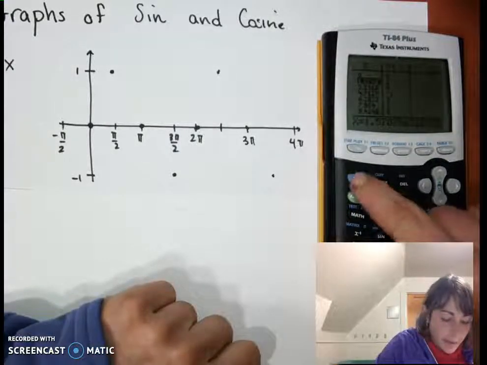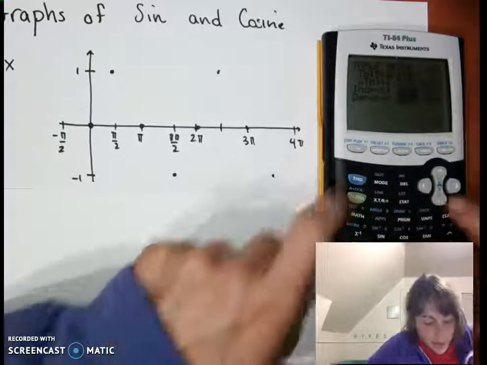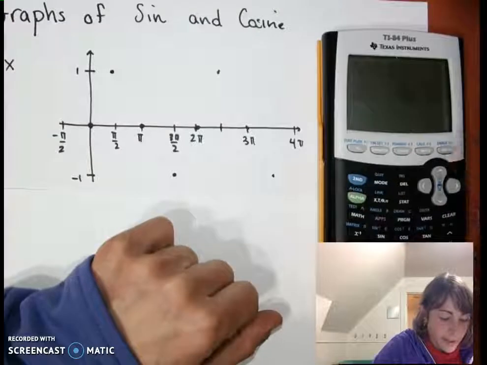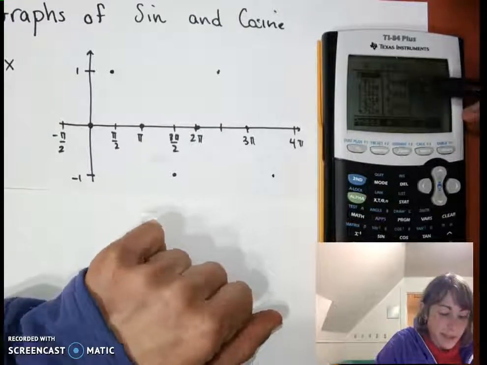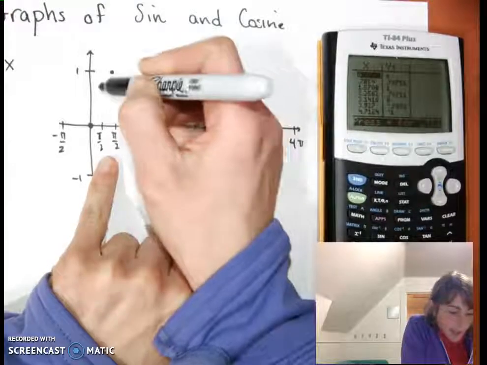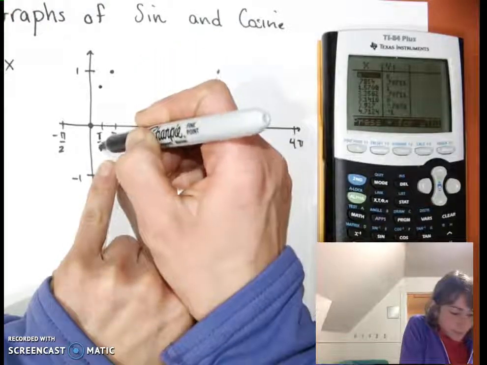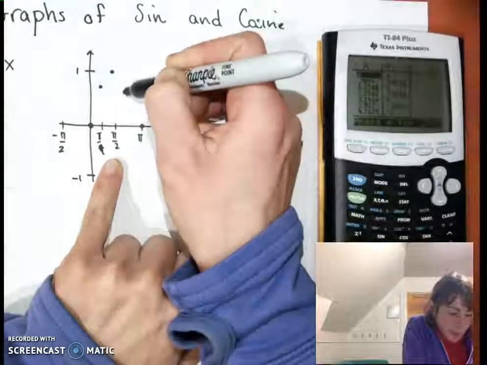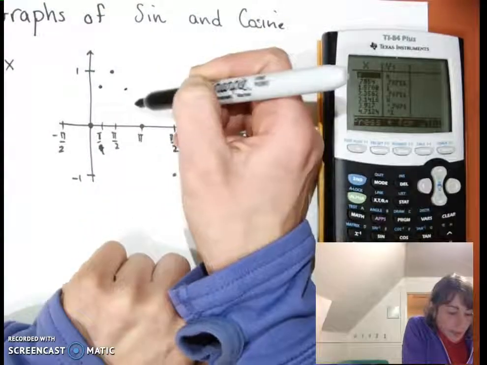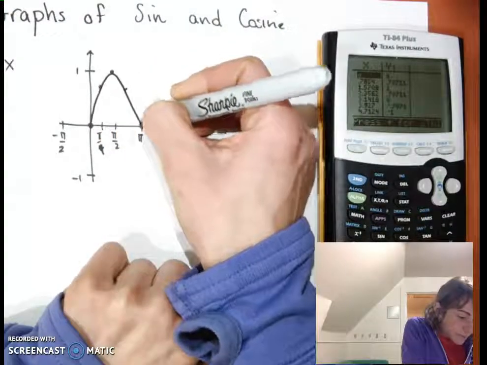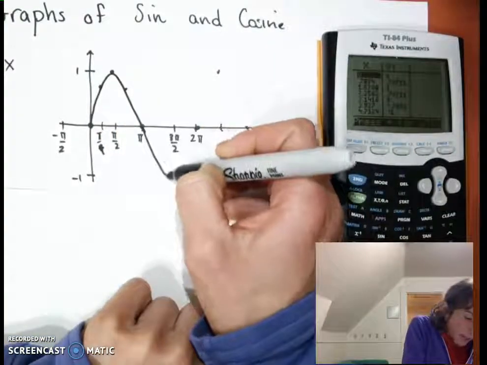If I want to be a little bit more careful, I can make this go by, let's say, pi over 4. So if I look at the table now at 0, I'm at 0. At pi over 4, I'm at 0.7. At pi over 2, I'm at 1. At 3 pi over 2, I'm back down to 0.7. So we can put as many of these dots as we want and then just connect up the graph to look like our nice sine wave.